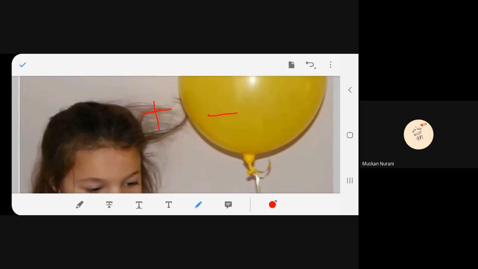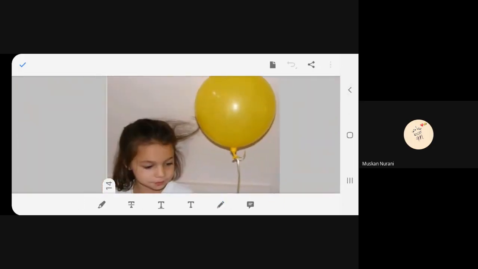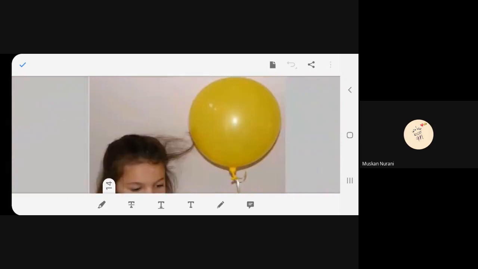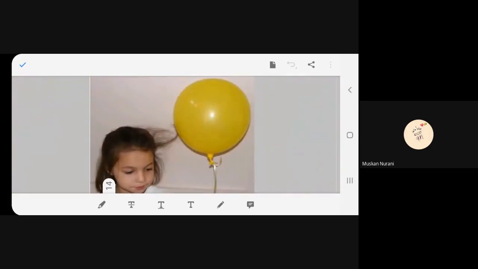Again, we are showing static electricity. Yes, ma'am. These are all examples of static electricity. So it is attracting.